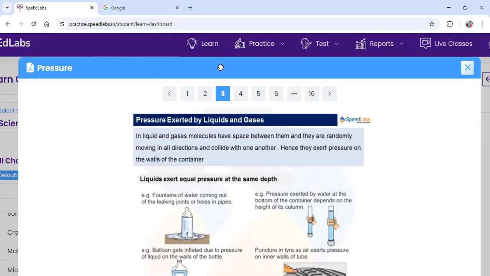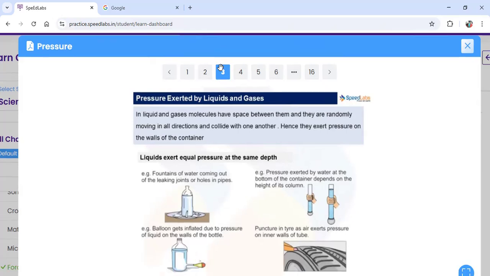Example, fountains of water coming out of leaking joints or holes in pipes, you have observed. The pressure exerted by the water at the bottom of the container depends upon the height of its column. The more the height, the more the pressure. One more you can see here, children.